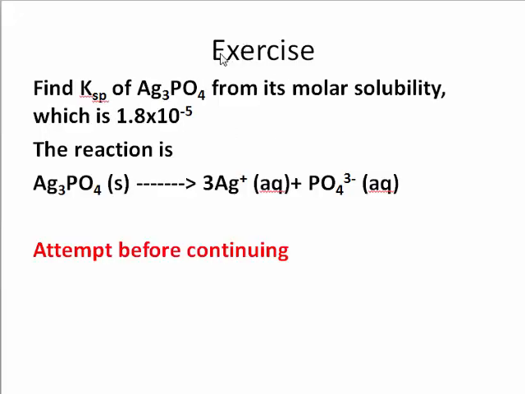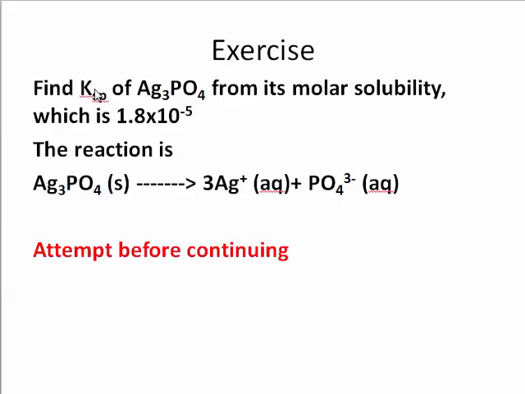Alright, here is an exercise. Find KSP of silver phosphate from its molar solubility, which is 1.8 times 10 to the negative 5. Here is the reaction. Silver phosphate, which is insoluble, dissolves a bit to silver and phosphate.